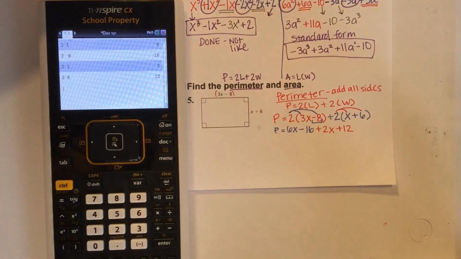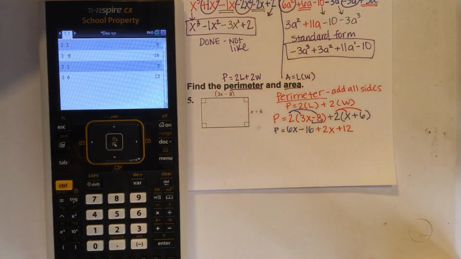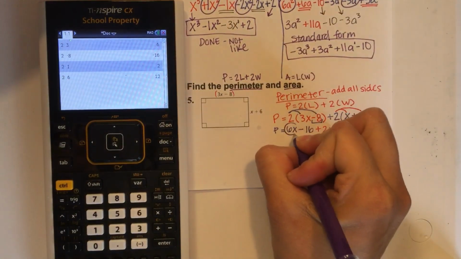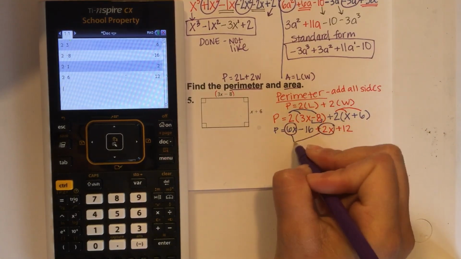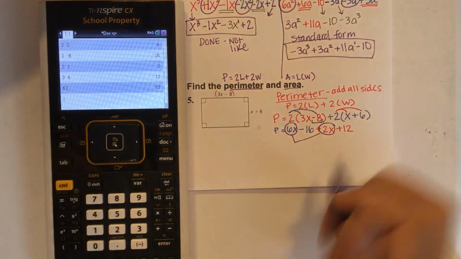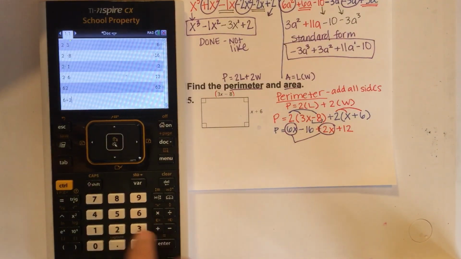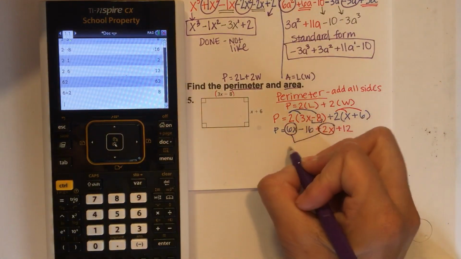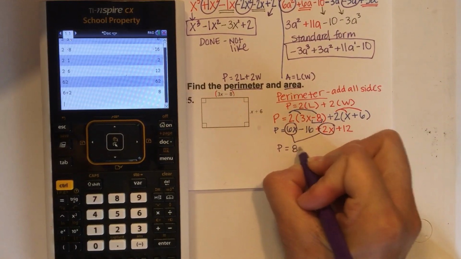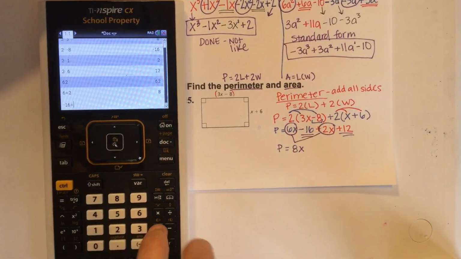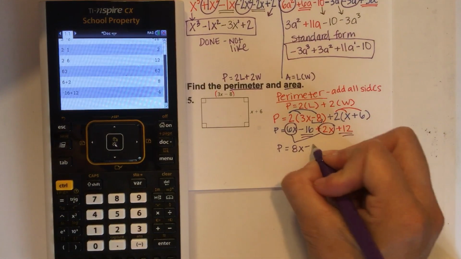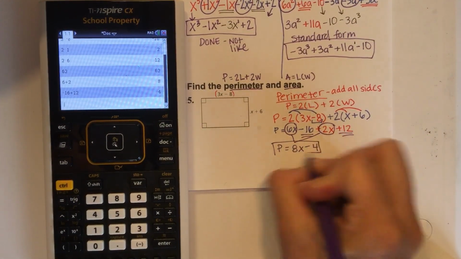And then last, we're going to combine our like terms. So 6x and 2x, you can combine those. 6 plus 2 is 8. So P equals 8x. Then you take negative 16 plus 12, and that's negative 4. So this is your perimeter.